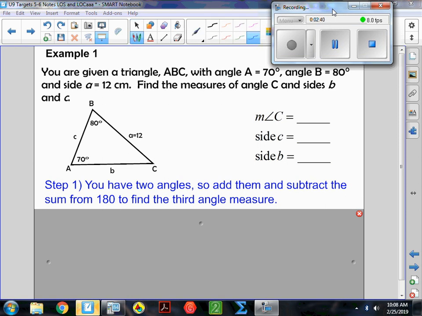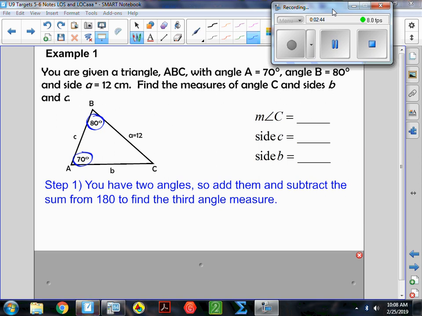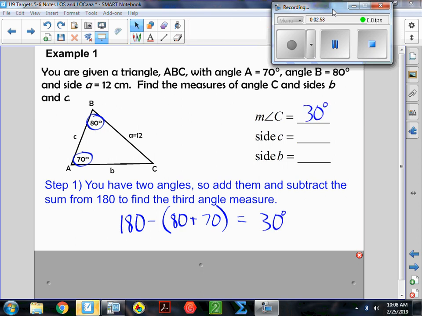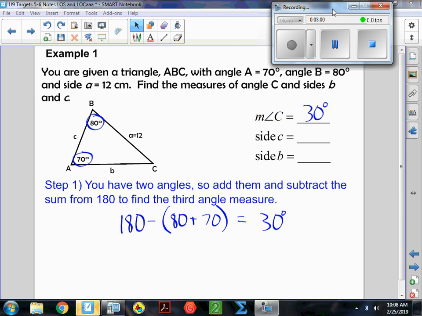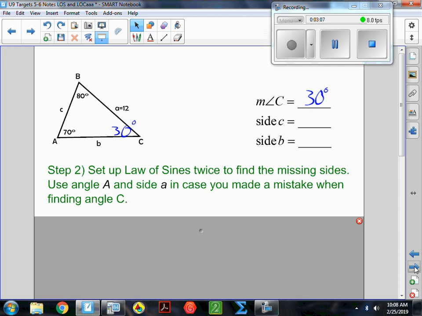So I do have two angles. I have 70 degrees and 80 degrees. 70 plus 80 is 150. So if I do 180 minus that 80 plus 70, that means I'm doing 180 minus 150, which is 30 degrees. So if I have two angles in a triangle, finding the third angle with the triangle sum theorem is a fast thing to do as a first step. So I have this 30-degree angle.